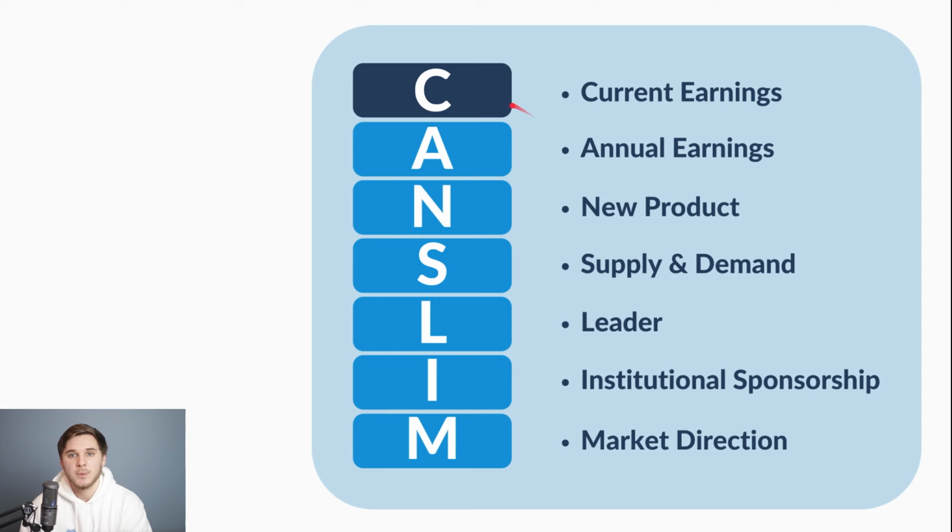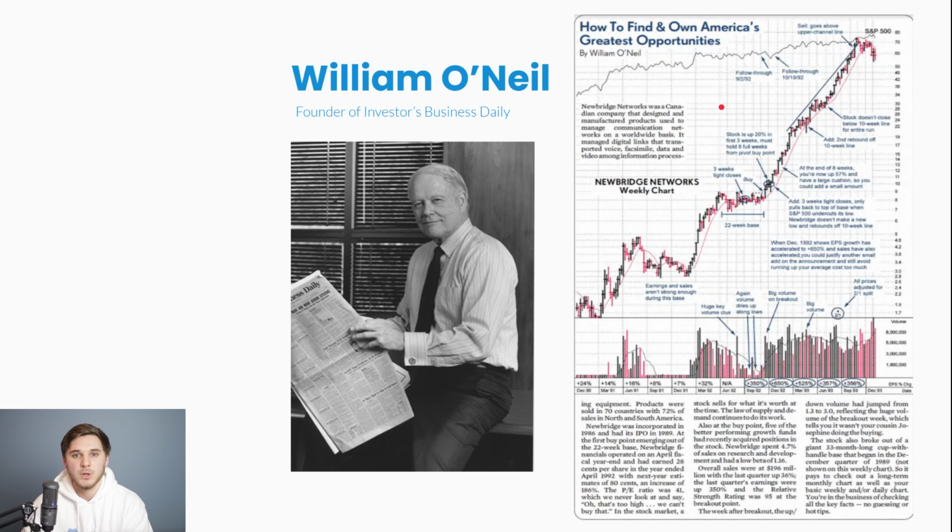And in this video, we're going to be focusing on the first letter, the C in CANSLIM, which stands for current quarterly earnings. Briefly, if you're not familiar with what CANSLIM actually is, it's a methodology developed by William O'Neill, the founder of Investors Business Daily, to try to identify high potential stocks that can go on runs of 200 to 10,000% over the course of weeks, months, and years.